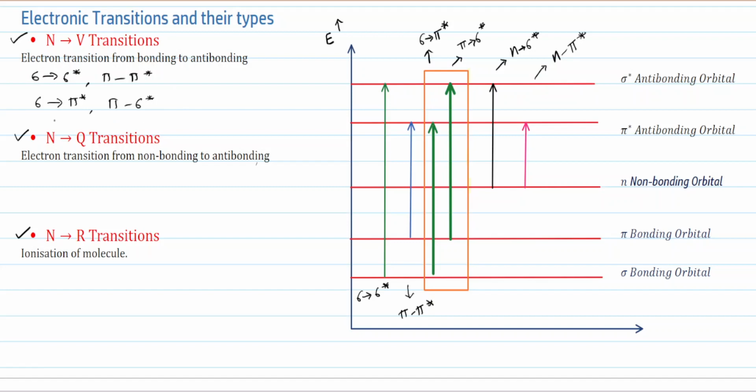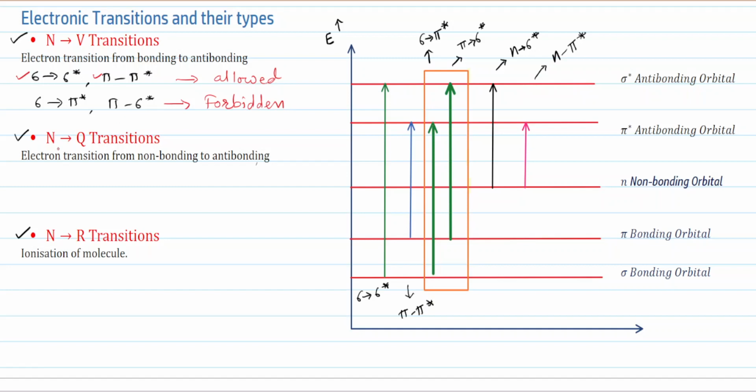So these four transitions are called N to V transitions, in which an electron is promoted from a bonding orbital to an anti-bonding orbital. Out of these four transitions, the first two, sigma to sigma star and pi to pi star, are allowed transitions, whereas the other two, sigma to pi star and pi to sigma star, are forbidden transitions. Why these are forbidden and why these are allowed, we are going to discuss in the last part.